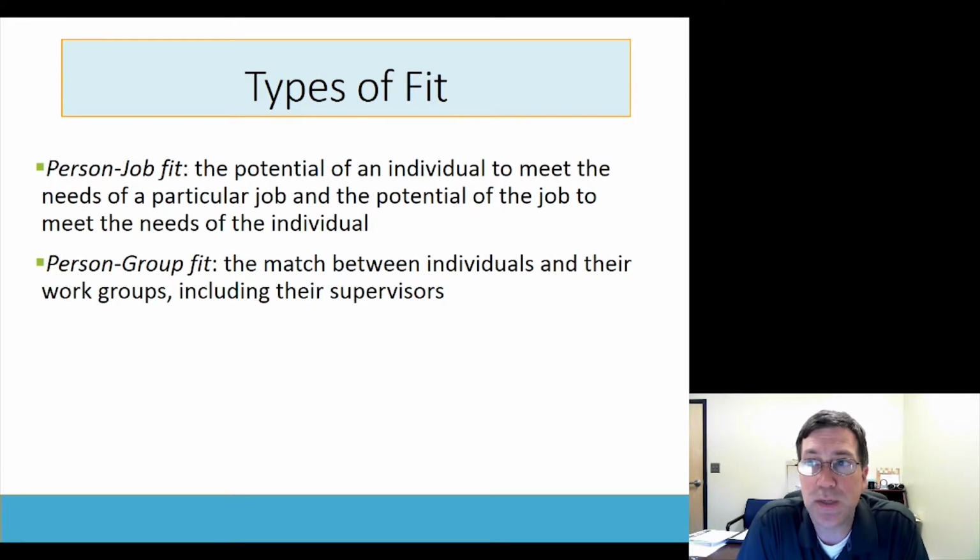So we tend to focus a lot on that first one, the person-job fit. Will you work well in this role? But we don't always stop to think about whether you're going to get along with your coworkers. And that's why sometimes you'll see in the interview process that the candidate will go in and talk with the manager about the job itself. So we're trying to make sure that there's good person-job fit.